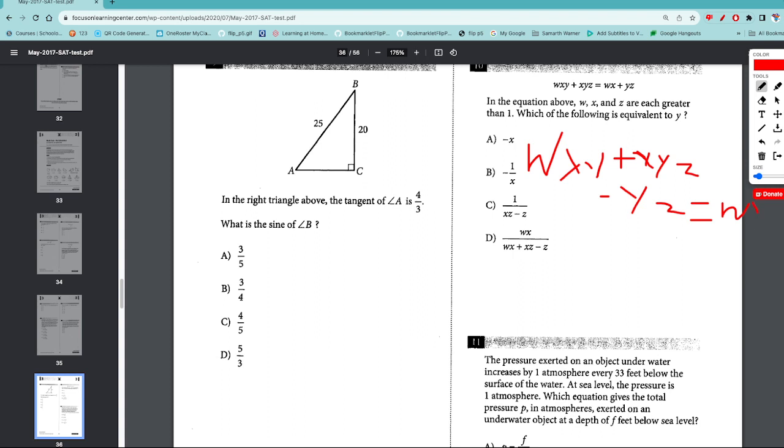So it should be wx over something, right? So here if we take the y common, then we get wx plus xz, and then we took the minus yz, right? So then minus z. So it should be this all over that, right? Answer is D. Okay. Number 11.